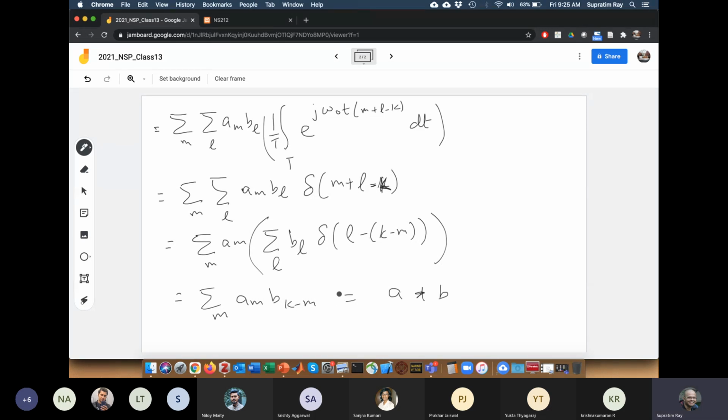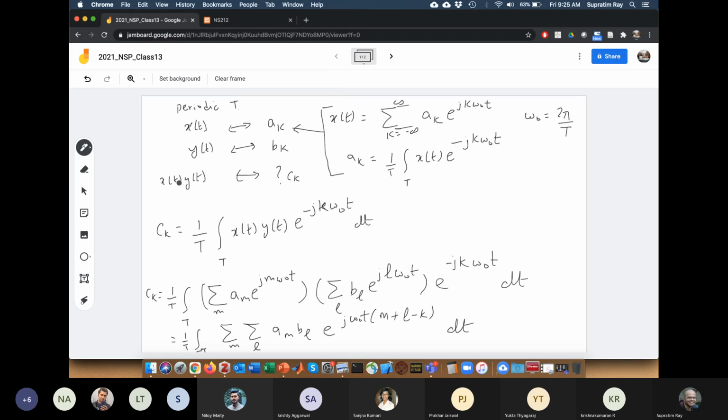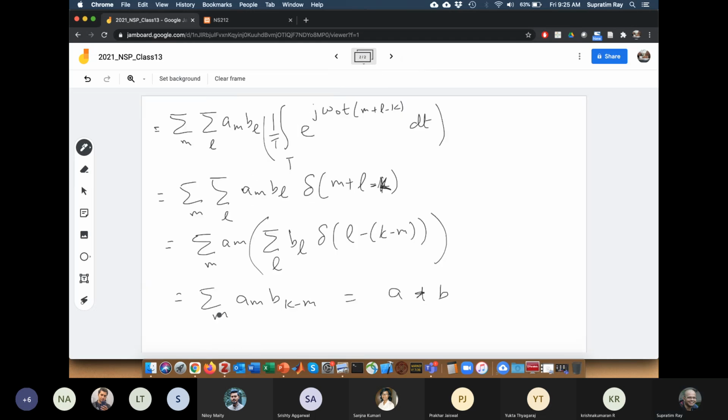So I have actually proved, this is probably the hardest thing to prove here, that the product in time domain becomes convolution in frequency domain.